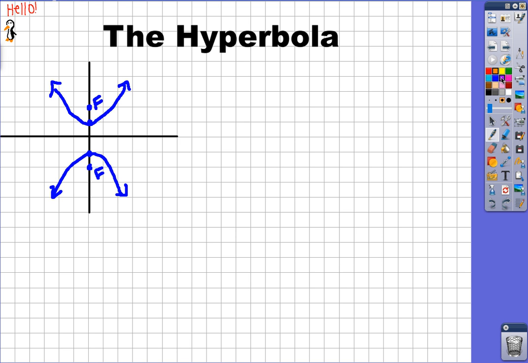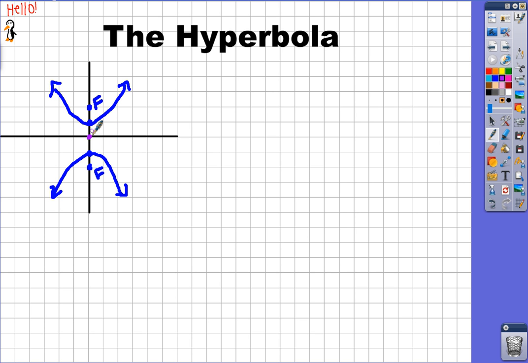Alrighty, what we're going to do now is write an equation of a hyperbola given some information. In this case, we're given the graph where we know where the vertices are from the center, the origin, and where the distance to the foci is.